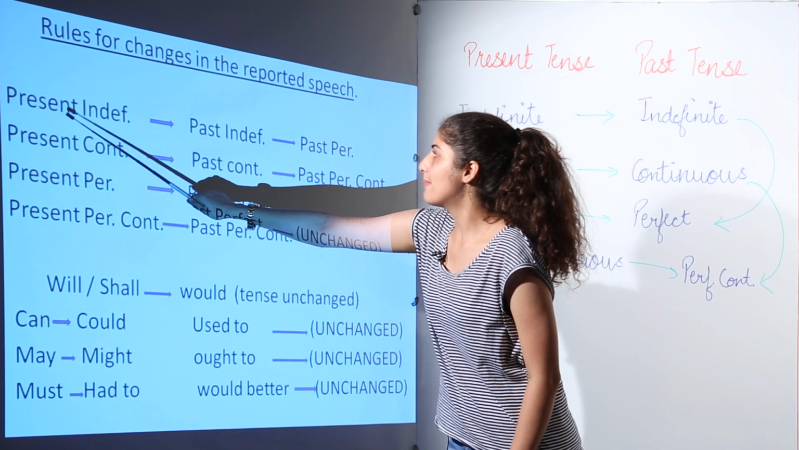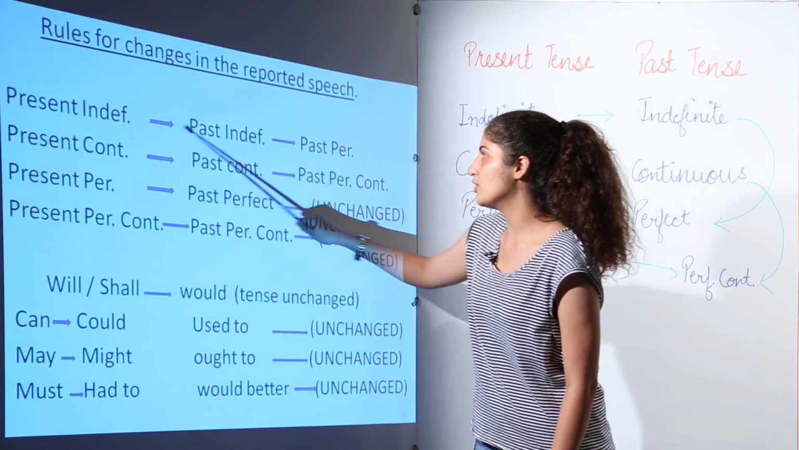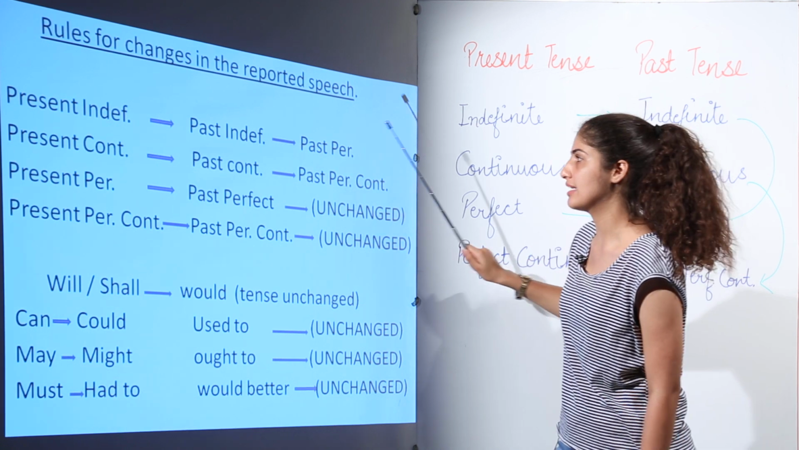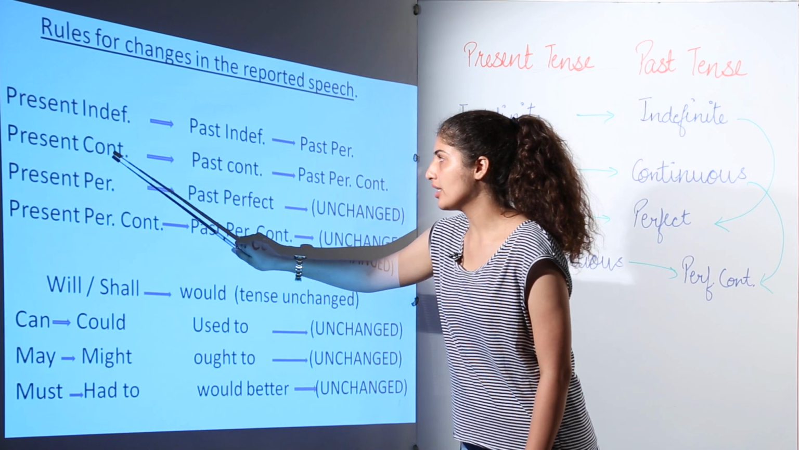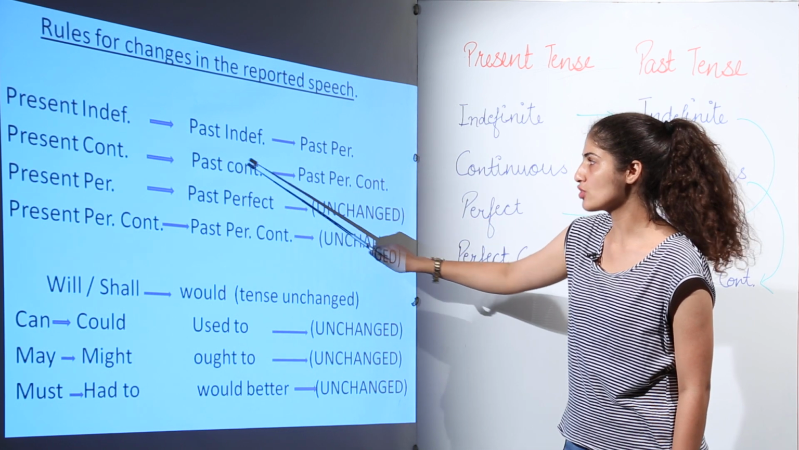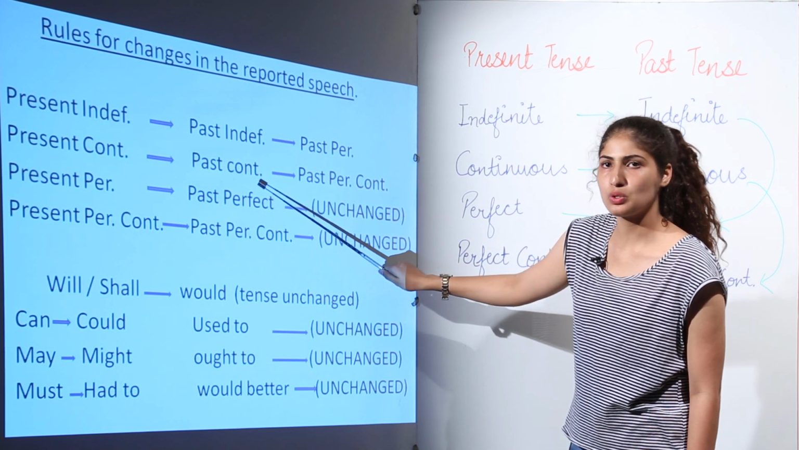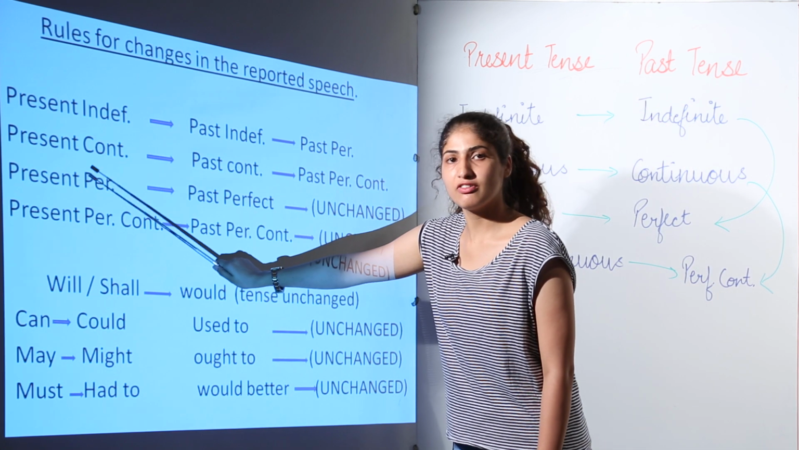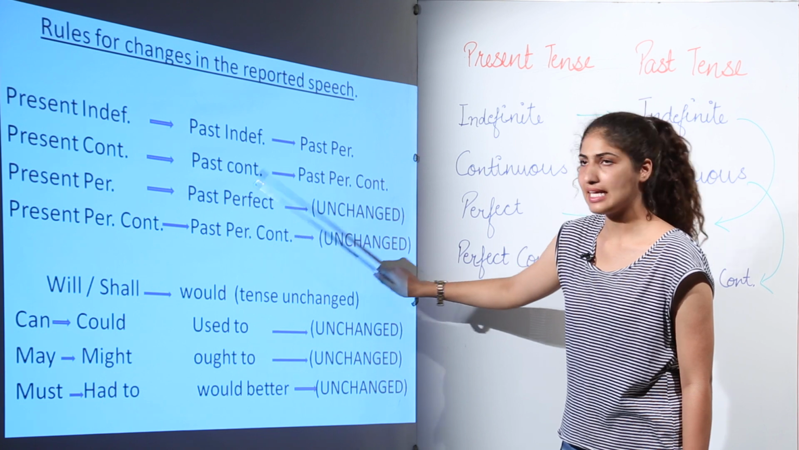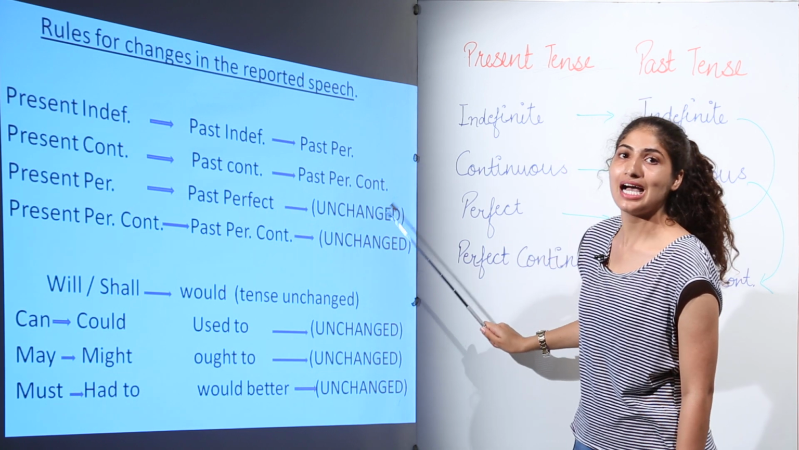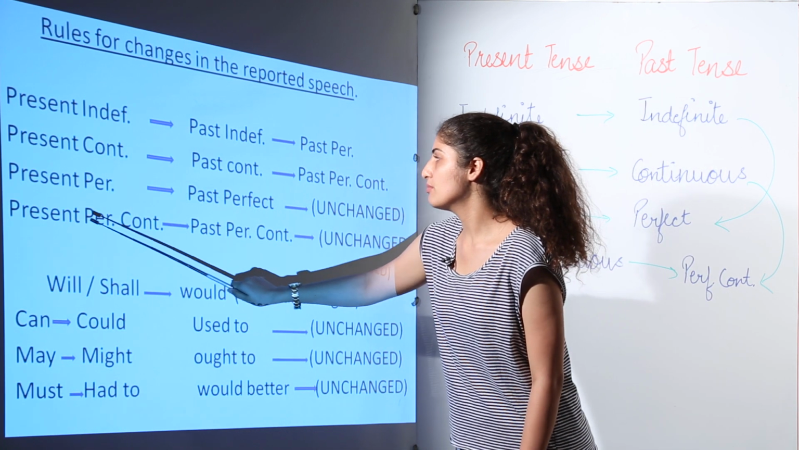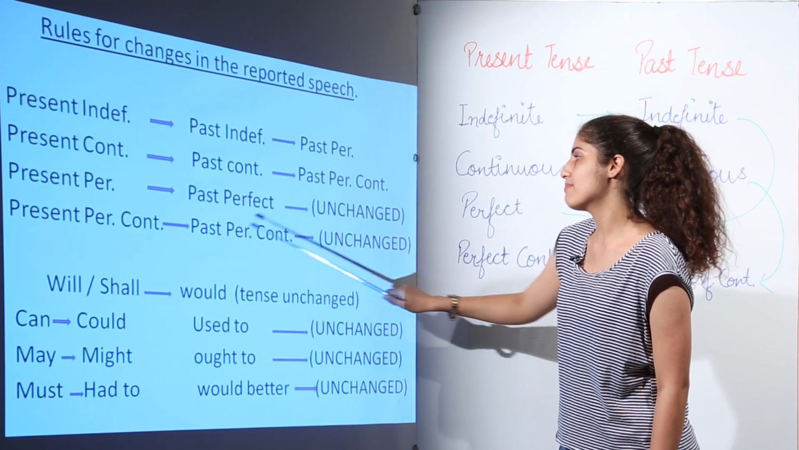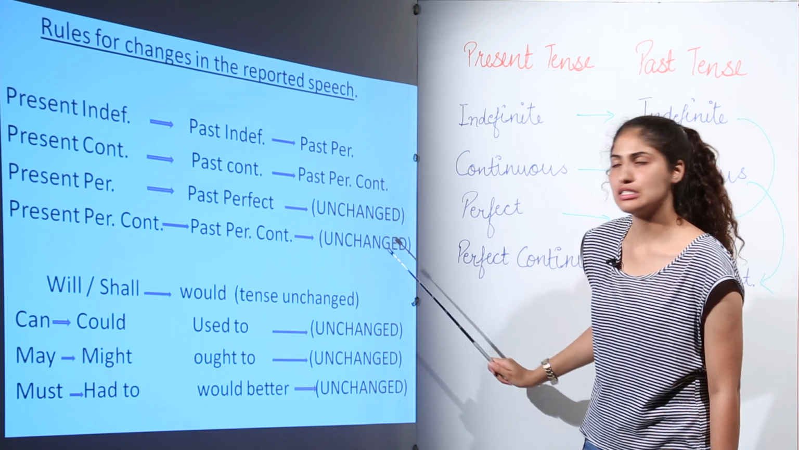For example, present indefinite tense will change into past indefinite and past indefinite will change into past perfect tense. Again, present continuous tense will be changed into past continuous tense and past continuous tense will change into past perfect continuous. Present perfect tense will change into past perfect and past perfect will remain unchanged. Present perfect continuous will change into past perfect continuous and past perfect continuous will not change.